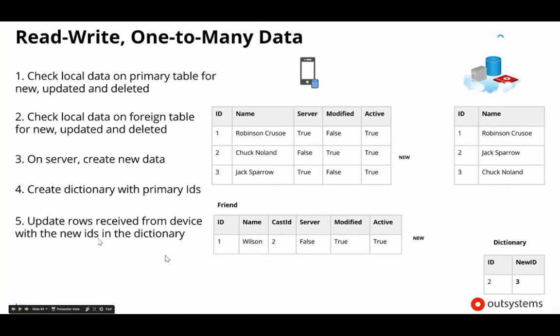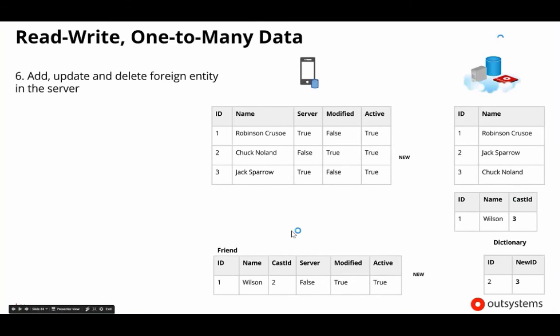So next thing we're going to do is upload the rows received from the device with the new ID from the dictionary. So the friend that was received has a castaway ID of 2, and what we're going to do is look in the dictionary for the 2 and change that to a 3. This is very important because this is what's going to maintain the data integrity on the server side. So we're going to add, update, or delete the foreign entity in the server. If you see, Wilson has been created, the ID is 1, but this castaway ID is 3, mapping exactly to Chuck Nolan. It makes sense.